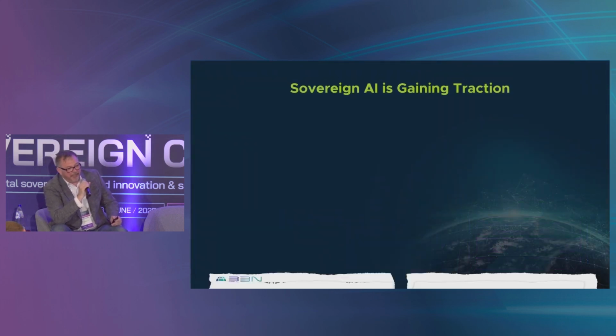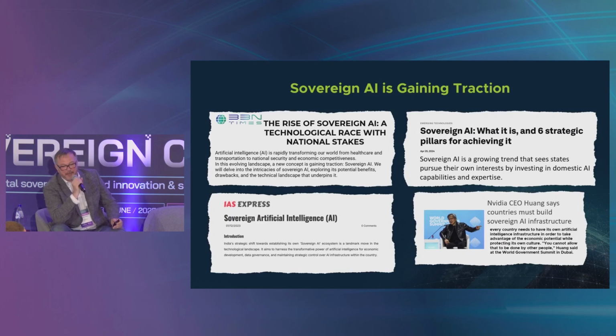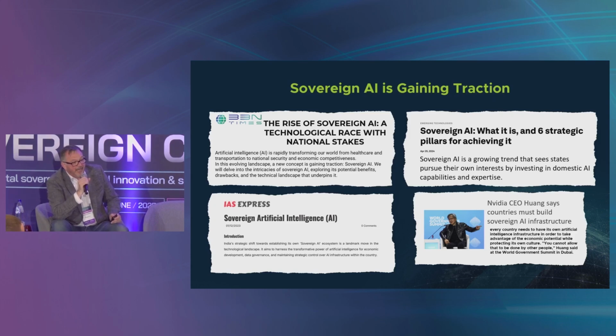So just on sovereign AI, and we've just talked about this, so I won't drain these slides. There's a huge amount of interest and discussion going on about this now. Everyone is talking about sovereign AI, and it's inevitable.